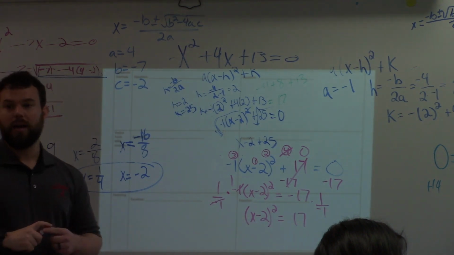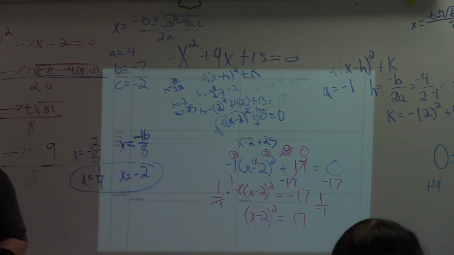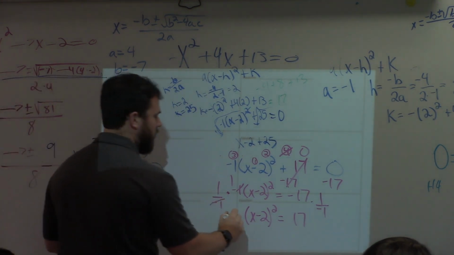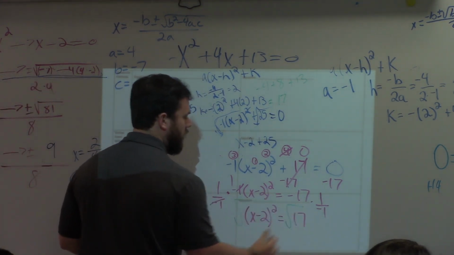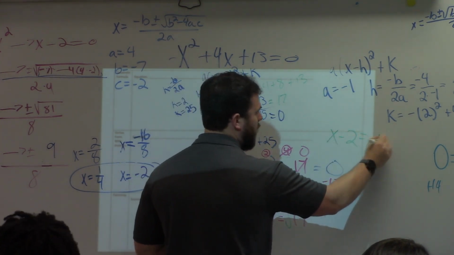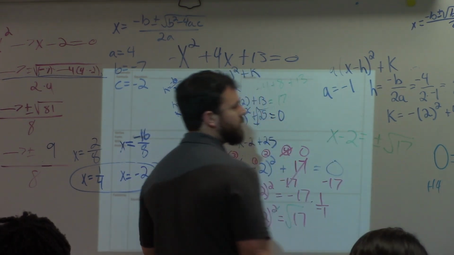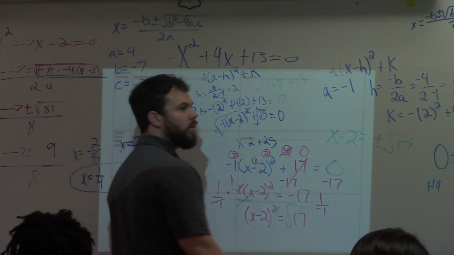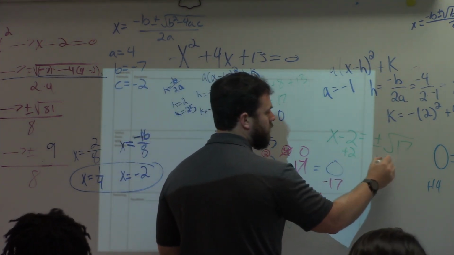Now the square is the last operation. Now the square root makes sense. So I take the square root to cancel out the square, and x minus 2 equals a positive or negative square root of 17. Then I add 2.